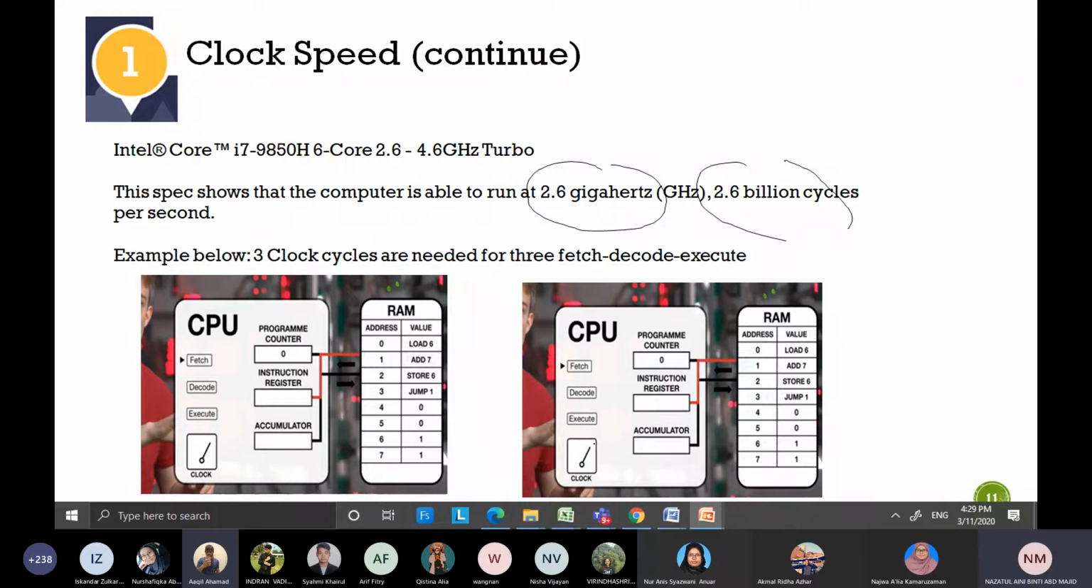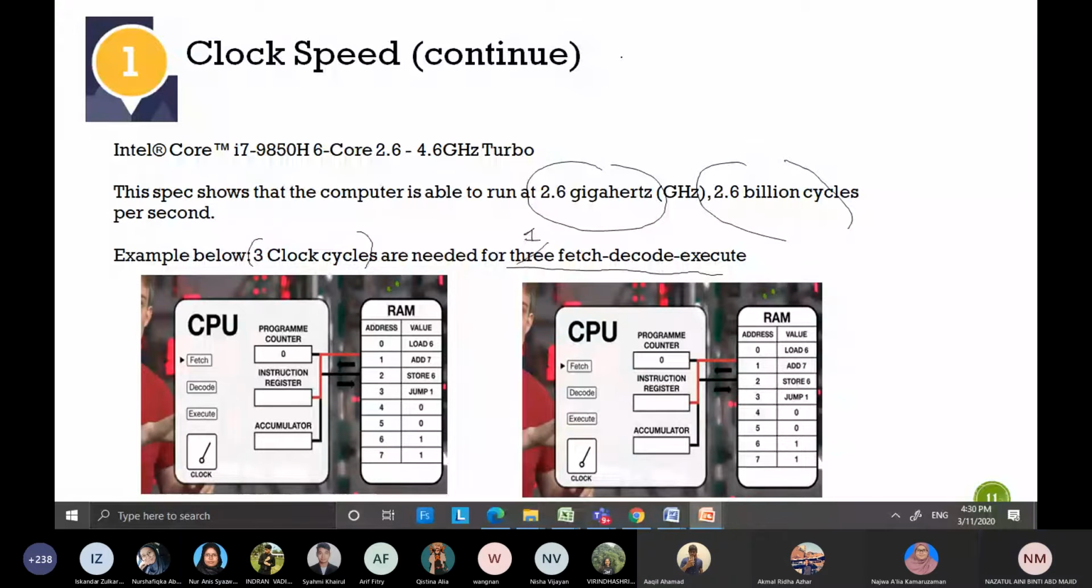When you look back at the example we learned in our first class, I asked the question, if you still remember, how many clock cycles are needed for one fetch, decode, execute? Sorry, not for 3, for 1. They need about 3 clock cycles. Do you still remember?